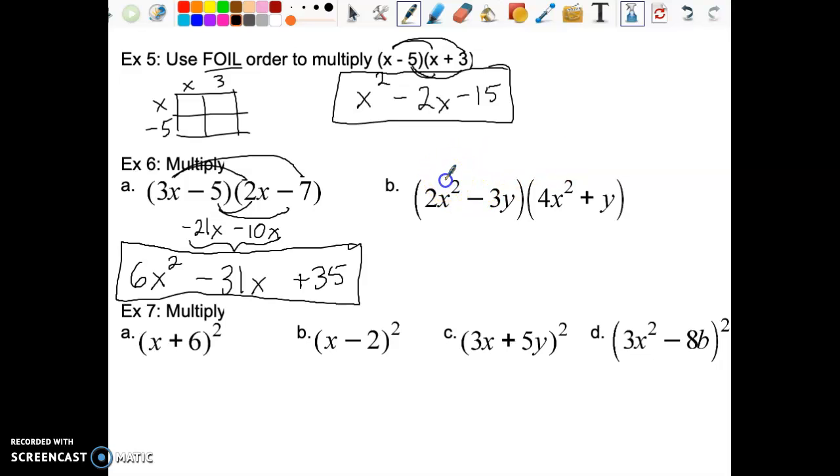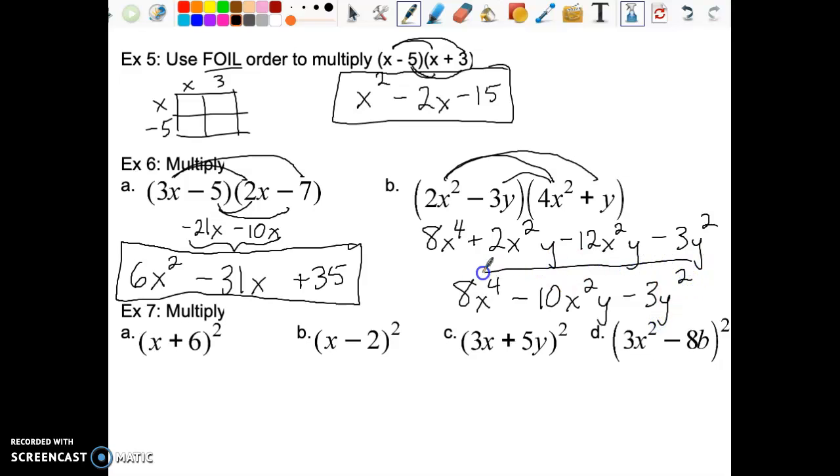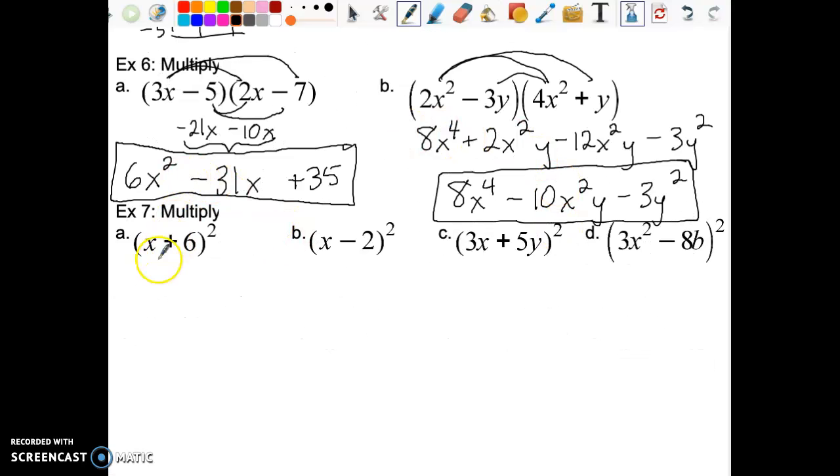All right, so same thing with this. The way I typically do it is I just rewrite it because I hate making mistakes. And then in the middle would be minus 12x squared y. Negative 3 times y is negative 3y squared. So my final answer is 8x to the fourth minus 10, because I can combine the middle terms, minus 3y squared. There you go. So again, feel free to pause and make sure you understand and go back.